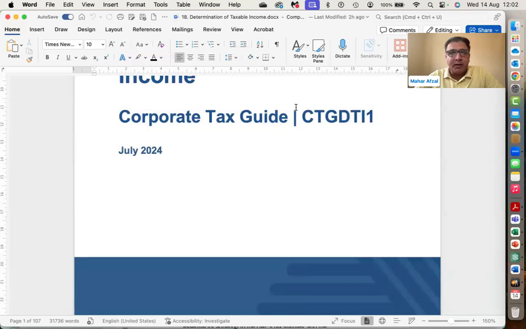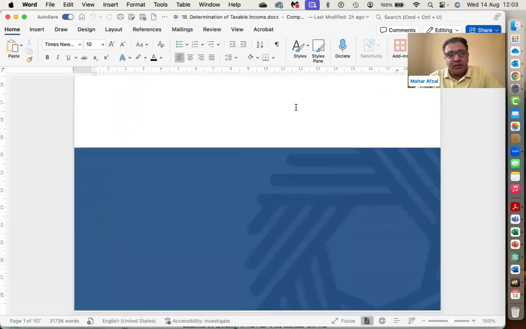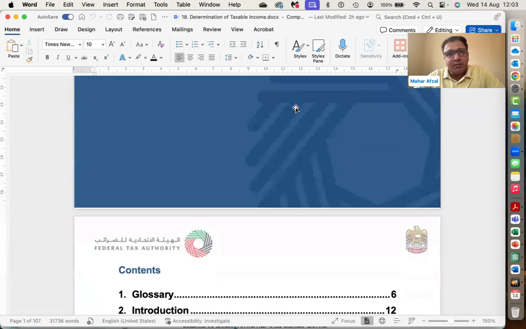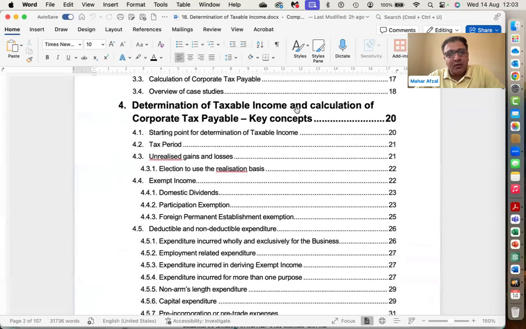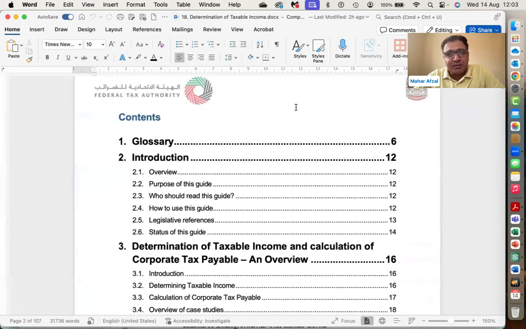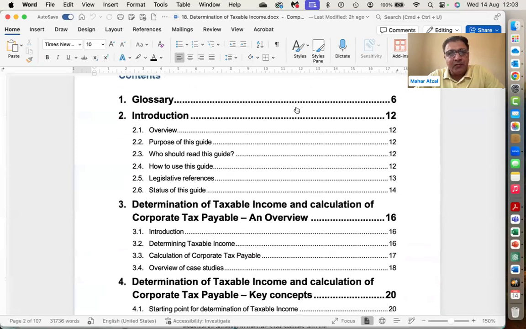The keywords have been given along with the definitions. I think so many guides have been published already, and there's no requirement to go through the glossary. You all know this: what is taxable income, what are taxable profits, what is a taxable person, an exempt person.